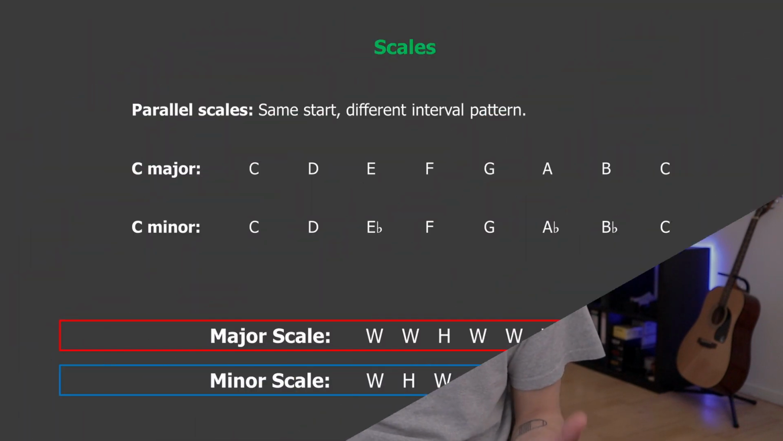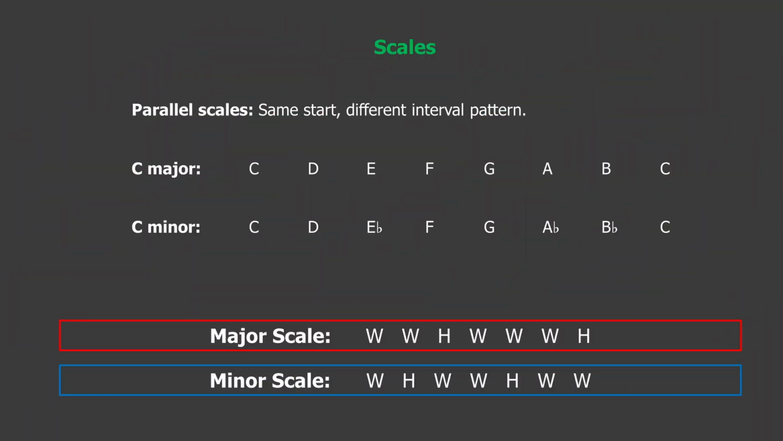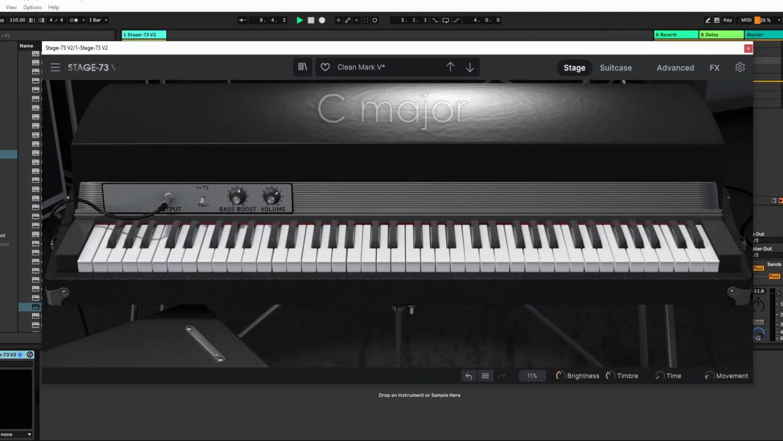As you might have already thought, we can build both a major scale that begins on C and a minor scale that also begins on C. These two scales are known as parallel scales. They both share the same starting point but have a different interval distribution. This applies to any major scale and its minor equivalent. Let's listen to the following example.